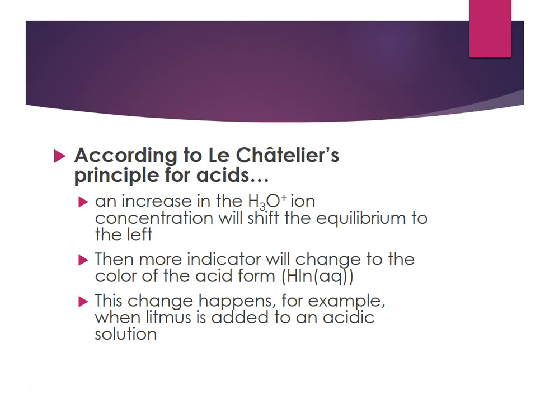According to Le Chatelier's principle, adding hydronium ions would cause equilibrium to shift to the left. This would result in more indicator in the form of HIn, the acidic form, being produced.